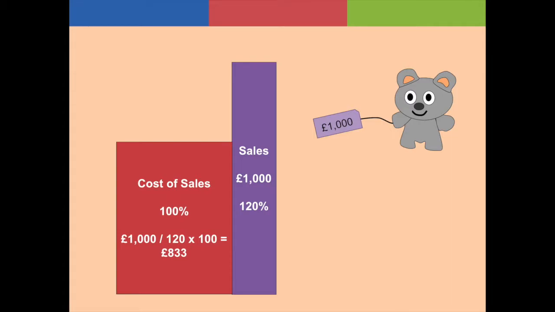With this information we can work out the profit markup, which is the difference between the sales value and the cost of sales value. This will be £1,000 minus £833, which will equal £167.